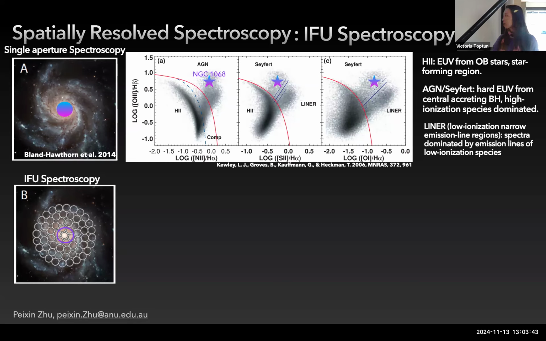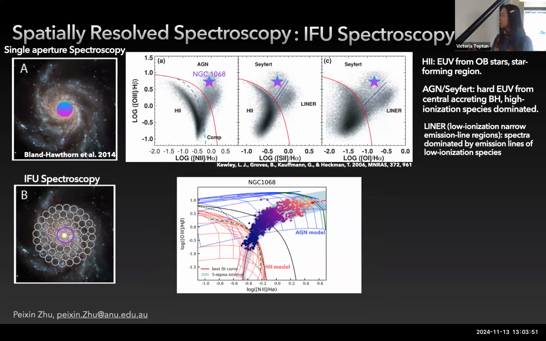But with IFU spectroscopy, you can have multiple spectra for a single galaxy, spreading from the galaxy center to the galaxy outer region. Then for one single galaxy, the IFU spectra can form a sequence or some kind of distribution on the BPT diagram. Based on the theoretical predictions for the HII region, like star-forming regions and AGN regions, you can assign the location of star-forming regions and AGN regions in these galaxies. This is how the IFU spectrum can help us with this study.